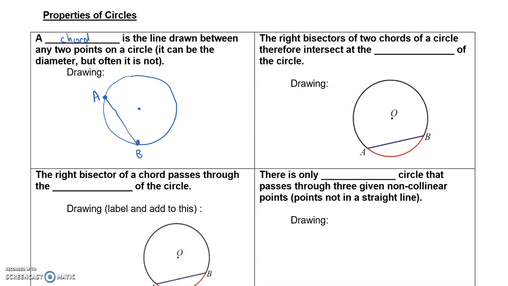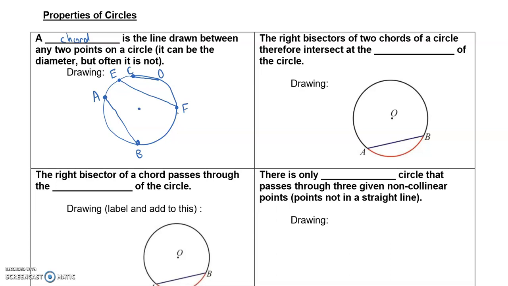So really we could have an infinite number of chords on a circle, because we could have this chord right here, say let's call that from C to D. We could have a chord from here to here, call that E to F, go straight across like that. And so any straight line from one point on a circle to another is called a chord.